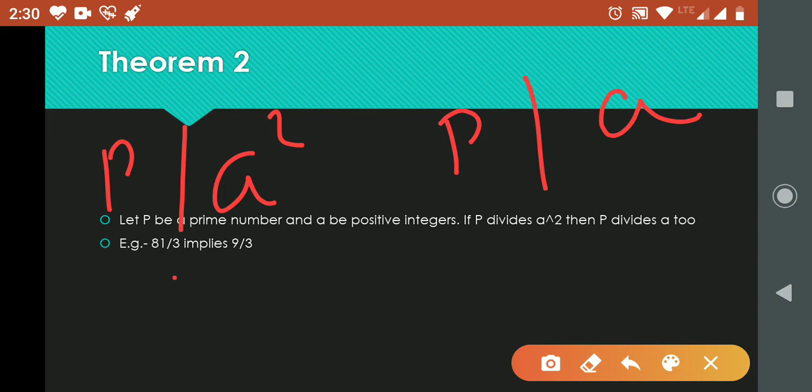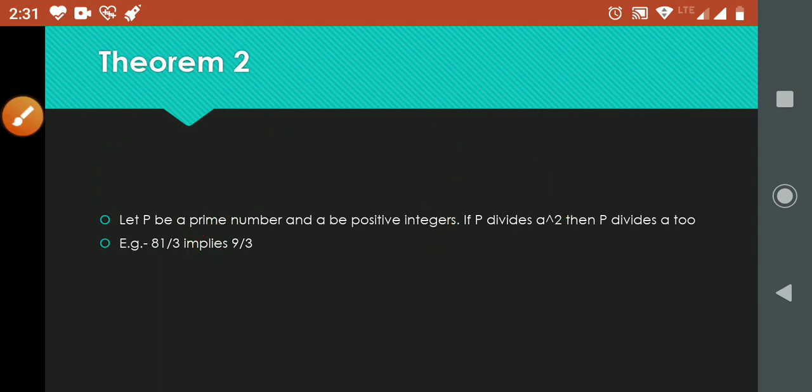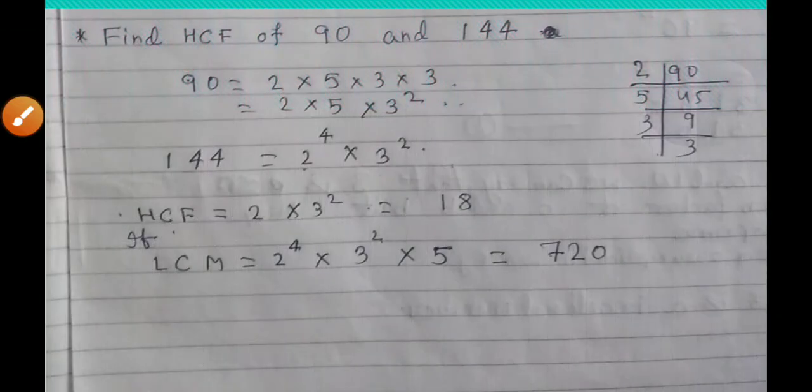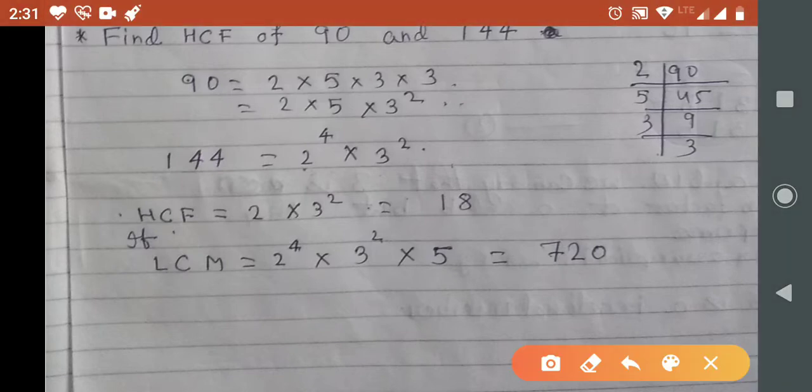For example, 81 is divisible by 3. That clearly means 9 is also divisible by 3, because 9 square is 81. Clear? So let's move to the next example. We will use the prime factorization method to find the HCF of the given numbers 90 and 144.